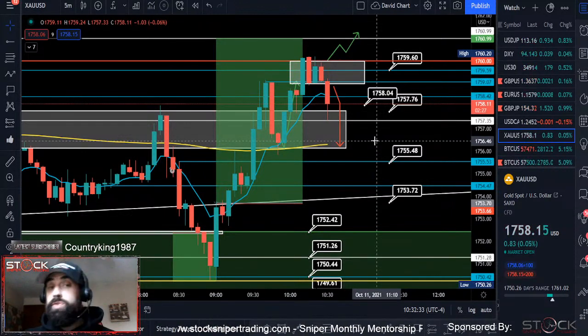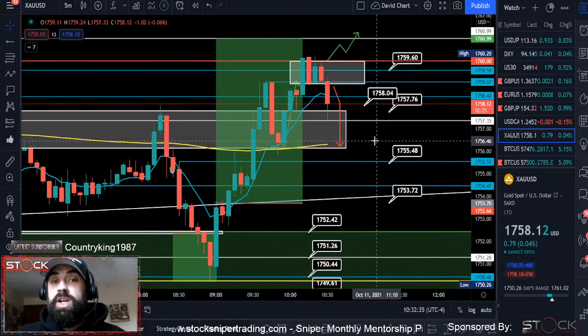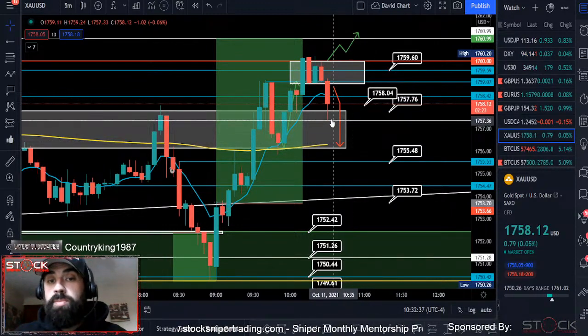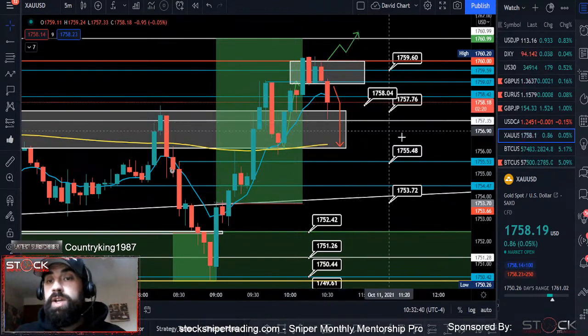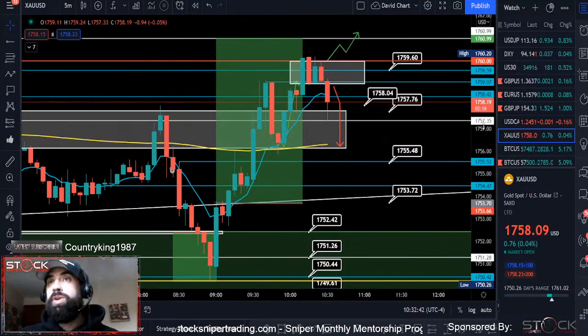So guys, if you caught the gold sell here, it's looking pretty nice, but remember, you are fighting the overall trend. It's getting a bottom wick of a bounce right here. It is holding pretty nice at 1757.35.